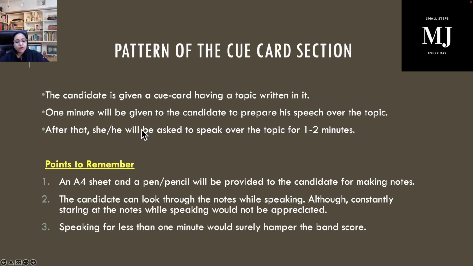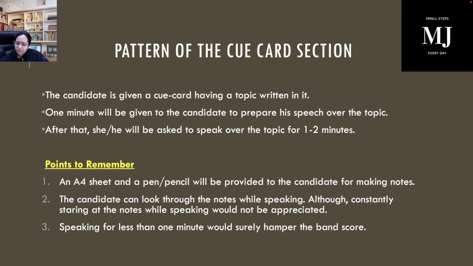Okay? Now you have to answer all those questions, the main question and the sub questions, one by one. Got it? And for preparing your answer, you will be getting only 1 minute. Got my point? After this 1 minute, you will be asked to speak over that topic, the one mentioned in the cue card in the form of questions, for about 1 to 2 minutes. So you have to speak somewhere between 1 to 2 minutes.